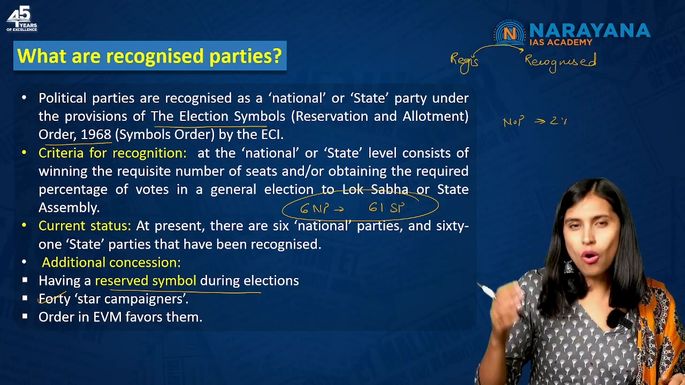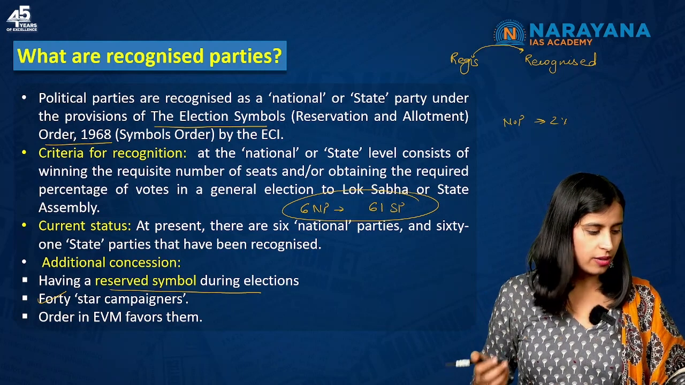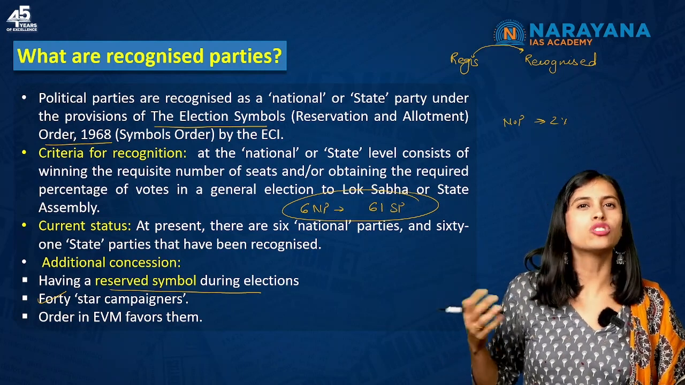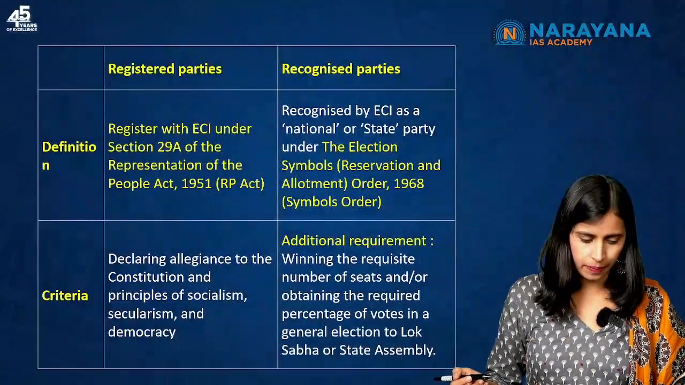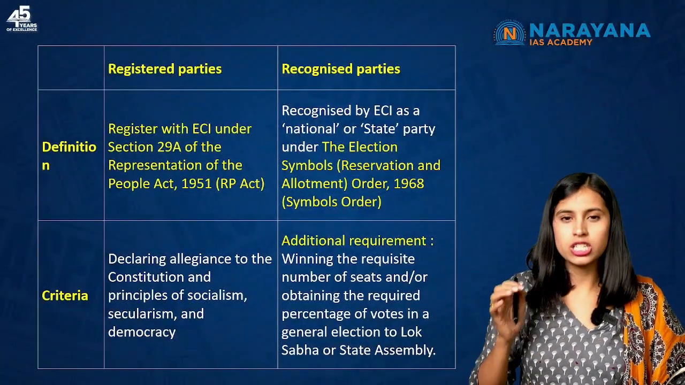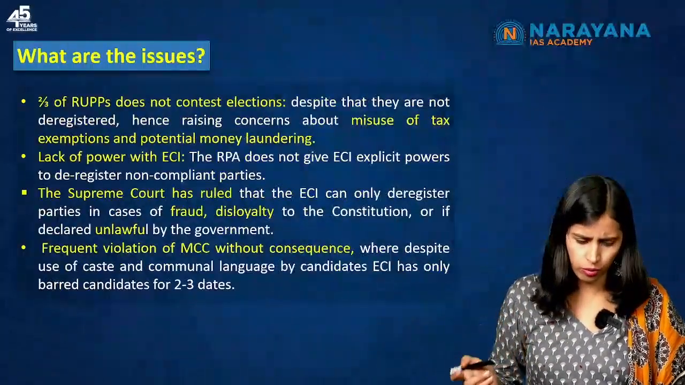Overall, also in EVMs, there is an order of people, and the recognized and registered political parties are given preference over the individual candidate. So most of the parties prefer being in this category. So these are the differences. You can just pause for a moment and have a look at the difference. It's the same thing that I've discussed over the period of time.